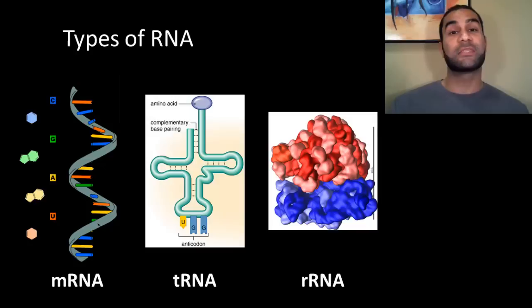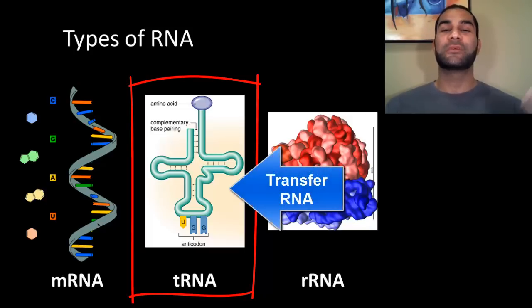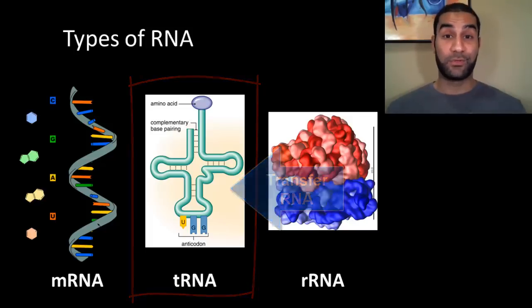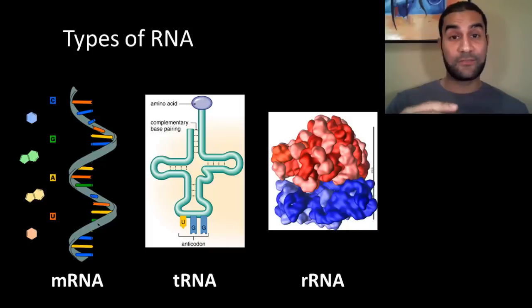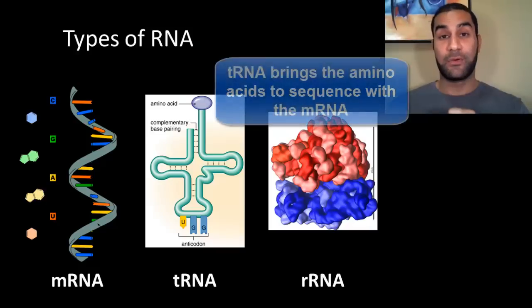So the mRNA is going to bring the information from the DNA that knows the sequence that the protein is going to need to be in, but it's the tRNA, also known as transfer RNA, that's going to actually be able to connect the sequence of the mRNA with the correct amino acids in the right order that's going to actually make the protein. The mRNA has the sequence from the DNA, so it knows what the sequence should be, but it's going to be the tRNA that actually brings the amino acids.